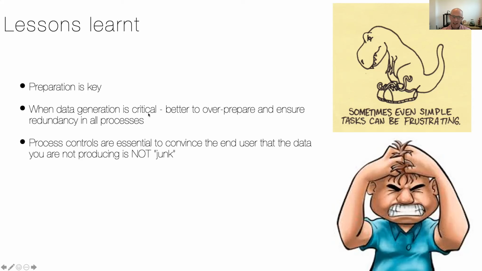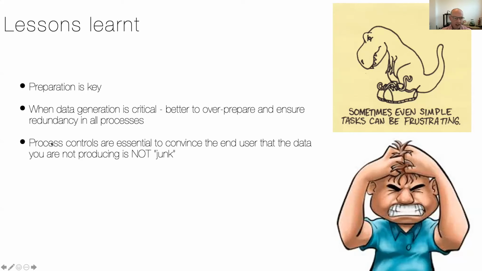When generating the data is really critical, and in this instance it really was, it was clear that over-preparation was better, to ensure that you had redundancy in all processes, so you had no single point of failure. So if one piece of equipment broke, where possible, you had an alternative. In our case, we had that, with the exception of the sequencer itself, which was so expensive we couldn't afford to buy two.